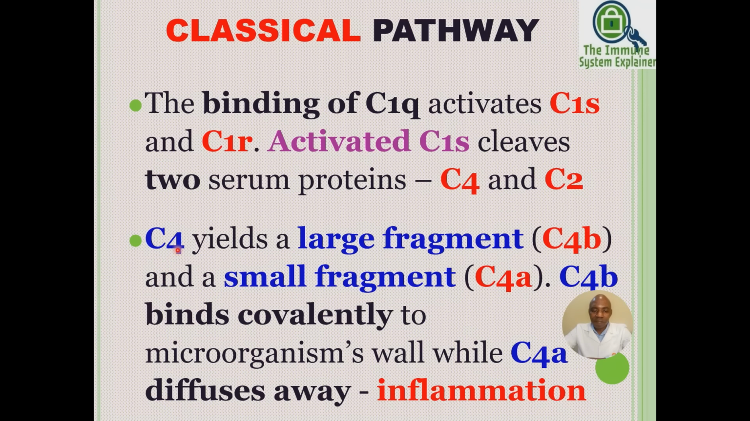The cleavage of C4, ladies and gentlemen, yields a large fragment called C4b and a small fragment called C4a. C4b binds covalently to the microorganism's cell wall, while C4a diffuses away, and then later it's going to be used in inflammation. So ladies and gentlemen, we've now begun to assemble MAC.